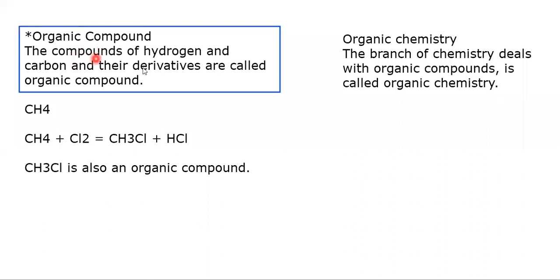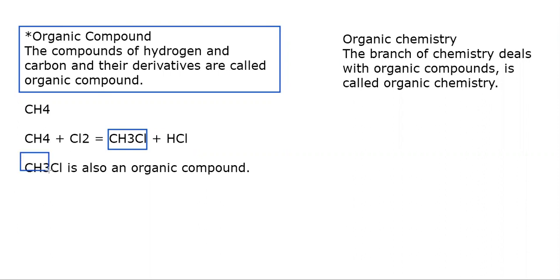The compounds of hydrogen and carbon and their derivatives are called organic compounds. That is a very simple definition: compounds of only carbon and hydrogen are organic compounds, and their derivatives, or the substances which we can produce from these substances, are also organic compounds. For example, methane is an organic compound. It is formed of only carbon and hydrogen. But methyl chloride is produced from the reaction of methane and chlorine, and it is certainly a derivative of methane. So methyl chloride is also an organic compound.